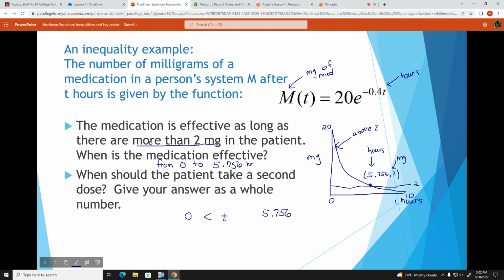And then this says it's effective as long as they're more than 2. At this moment in time, at the 5.756 hours, it's exactly 2. So again, I would think it would be up to that. So I would not include the equal to in this problem.